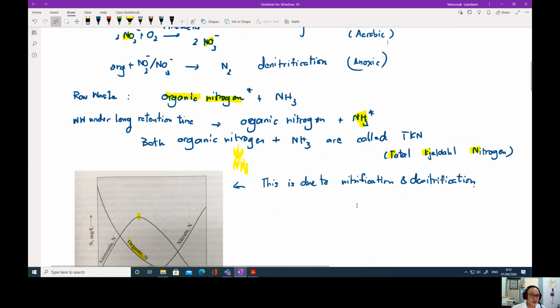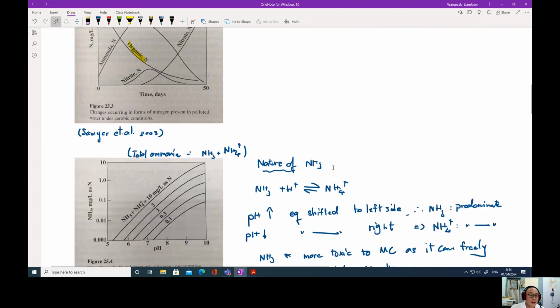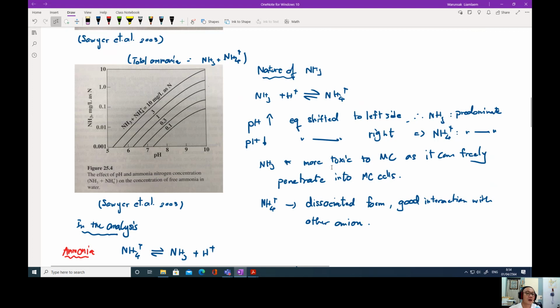So these are the background information about the organic nitrogen, ammonia, nitrite, and the nitrate. But there's something important about the ammonia. If it is present in nature, what will happen? In fact, if we are talking about ammonia in water, ammonia can actually exist in two forms, both the NH3 form and the NH4 plus form.